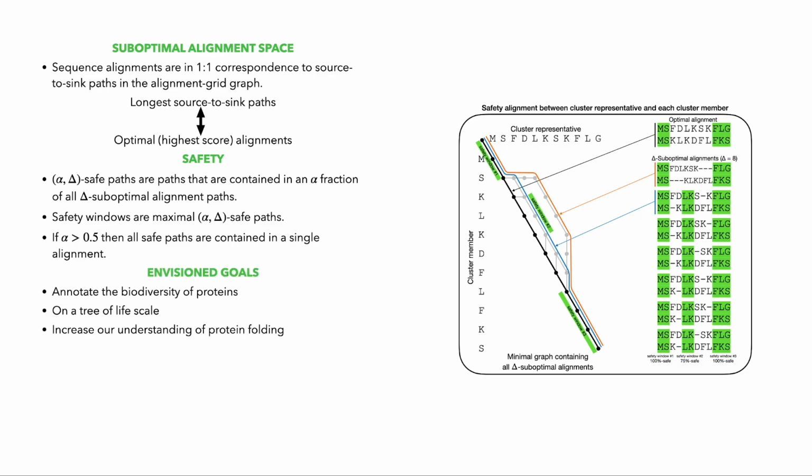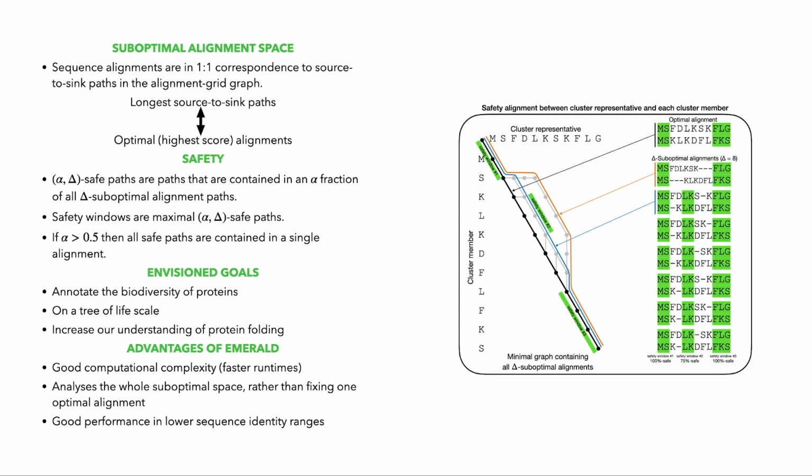Our envisioned goal is to improve the sensitivity of identifying relationships between features of proteins. We want to annotate the biodiversity of proteins on a tree of life scale. And we have a large diversity and many species, up to 100,000. And one nice goal would be to also increase our understanding of protein folding, for example.